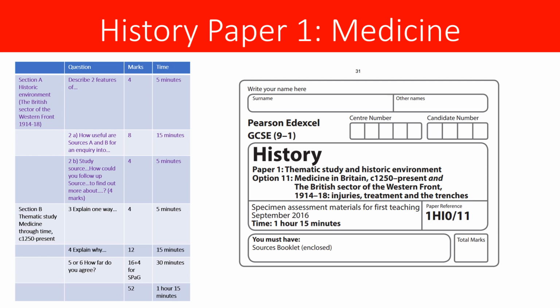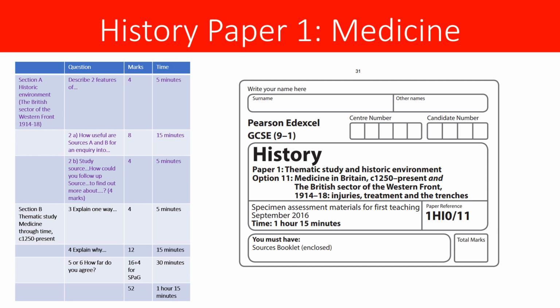So section A will be the Western Front section. You will have a describe two features of question, which is worth 4 marks. A how useful are sources A and B for an inquiry into, whatever that might be, worth 8 marks. And 2B is going to be to study a source and think about how you could follow it up, and that's worth 4 marks. So you should spend 5 minutes on your 2 features of question, 15 minutes on your utility question, and 5 minutes on your follow-up questions.